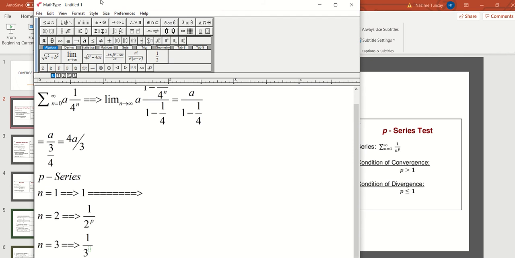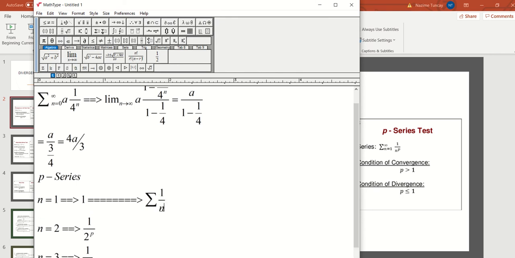Okay, so let me write the series again. This series symbol is this one, and it is the sum of 1 over n to the power P. As for the borders, it starts from 1 and goes to infinity. That's what it says.